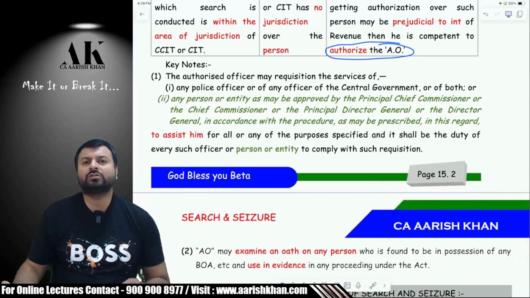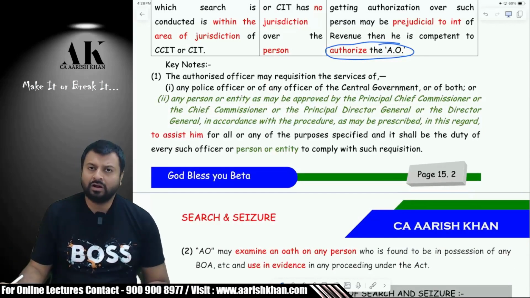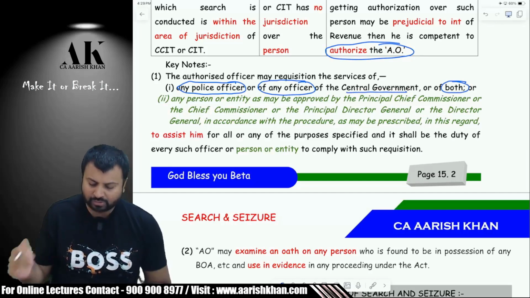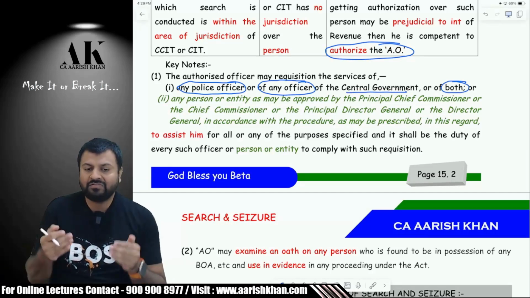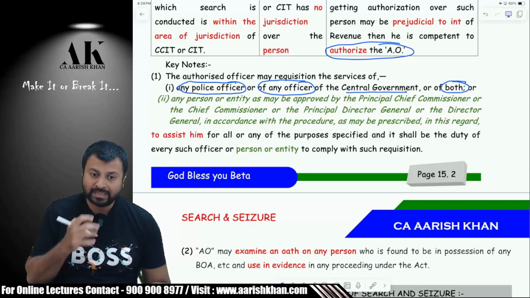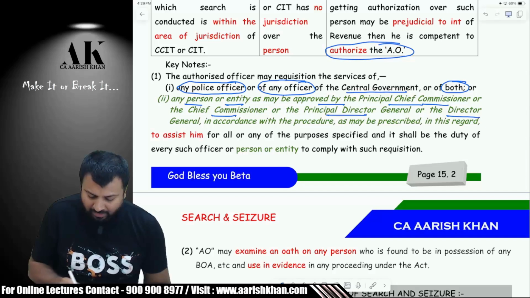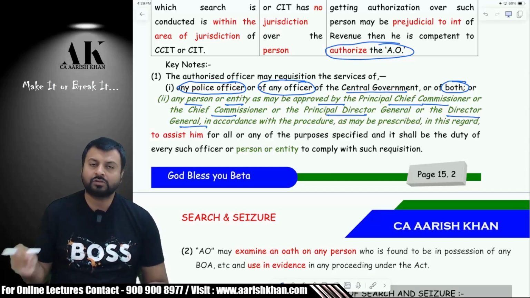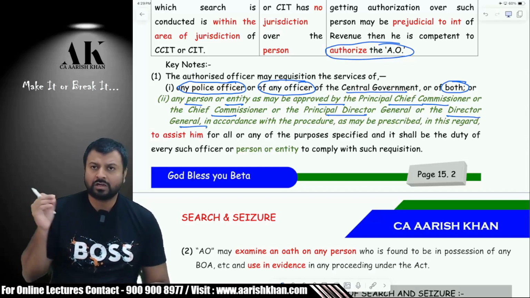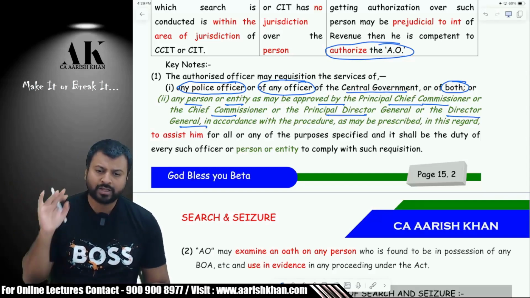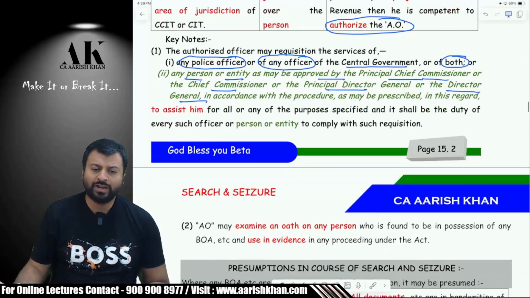Now, when the authorized officer goes for search and seizure, along with the authorized officer, they may take police officer, or they may also take officer of central government, or they may take both also for their protection. Now, Finance Act 2023 has made an amendment that they may also take any person or entity as approved by the principal chief commissioner, principal director general, or director general as may be prescribed. So the government is going to prescribe few persons who may also help for the protection of what? For the protection of the income tax department officer while doing the search and seizure.